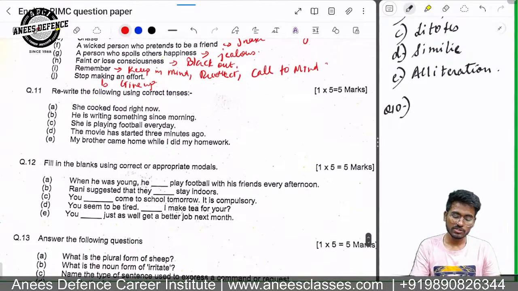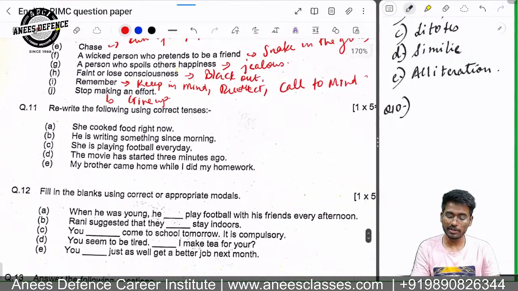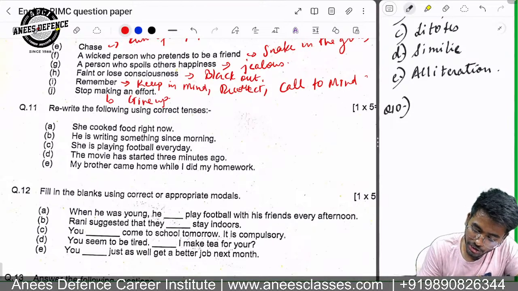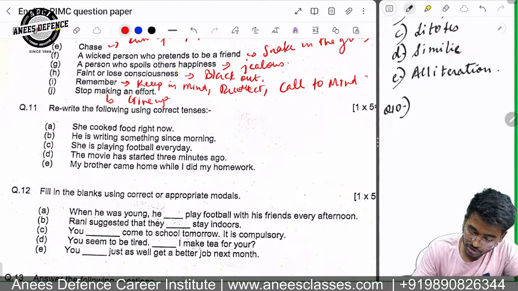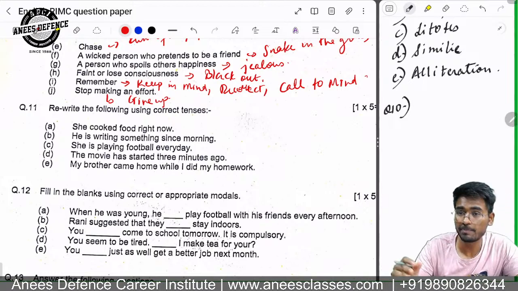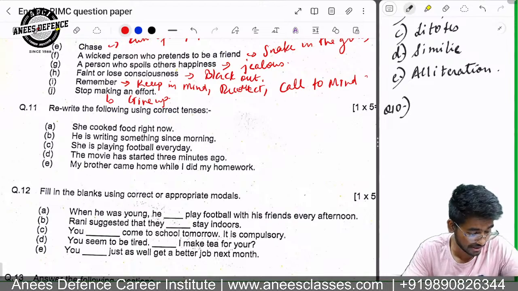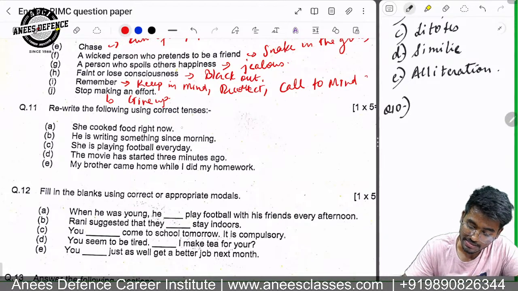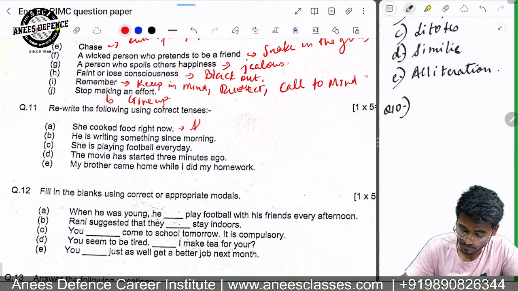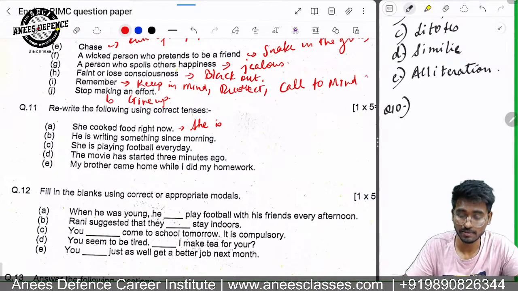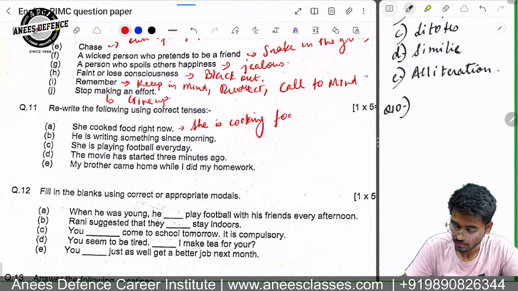Okay. We'll move towards the next section. Rewrite the following using correct tenses. Okay. Now if you see over here, it is written she cooked food right now. Now whenever a thing is happening right now, we write in simple present tense or the continuous tense, which is happening right now. So we can write she cooked food as she is cooking food right now, because she's doing it right now. She is, so हमारा यहाँ पर क्या आएगा, continuous tense आएगा. She is cooking food right now.